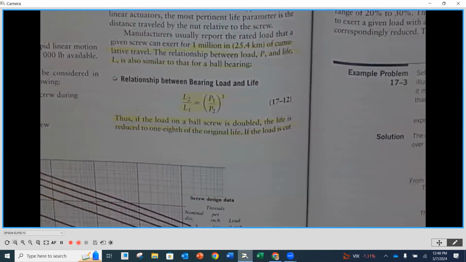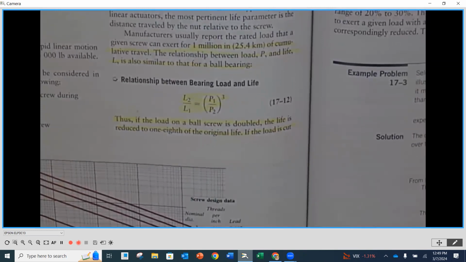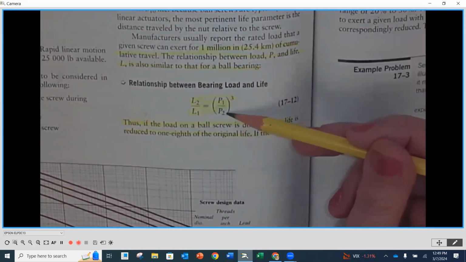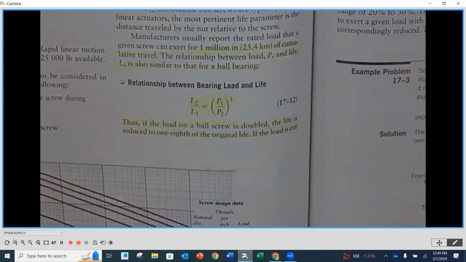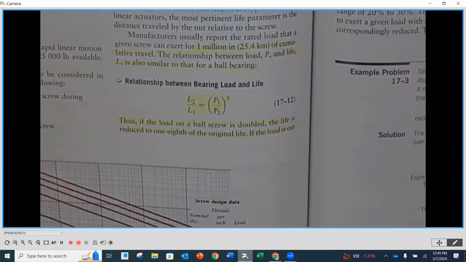So for instance, if we have 1,000,000 cycles and its load rating is 1,000 pounds. Our 2s are going to be our actual application. So if we're only going to be putting on, for instance, 400 pounds as opposed to 1,000, we're going to get a longer life out of that. And so we can calculate then the L2 to be the life that we would actually get.